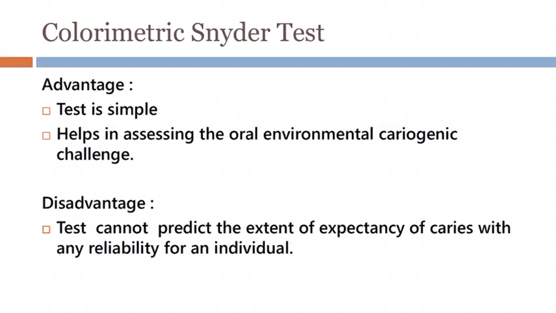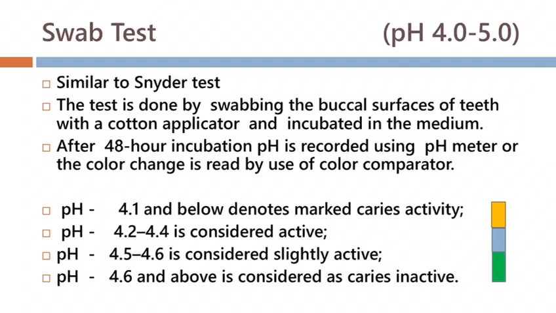What are the advantages? The colorimetric Snyder test is a simple test to be done and it helps in assessing the oral environmental caries challenge. But there are disadvantages too. The test cannot predict the extent of expectancy of caries with any reliability for an individual.